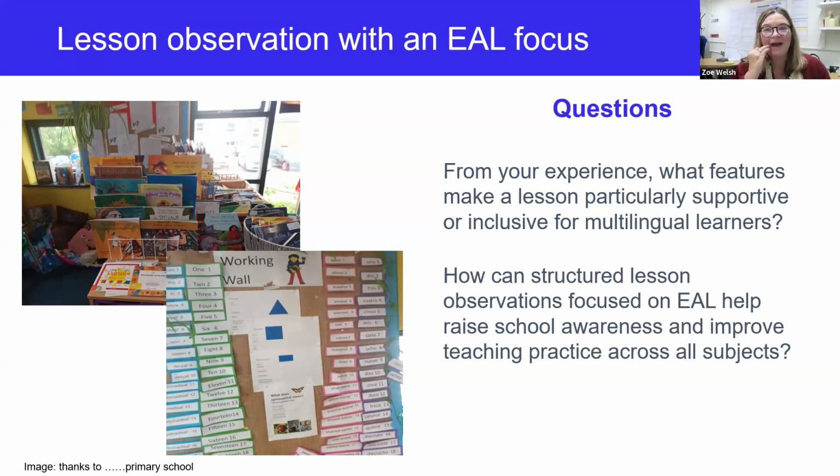Yeah, I think one of the things that we all need to do more in schools is actually watch each other teach, because you can always learn, however experienced or inexperienced you are as a teacher.